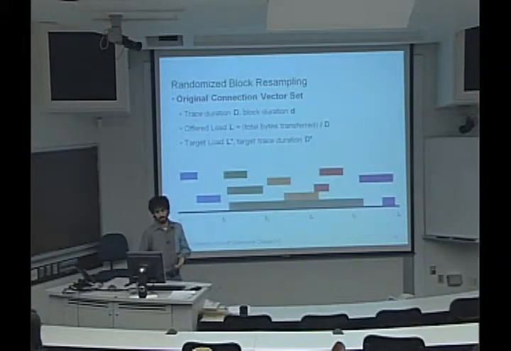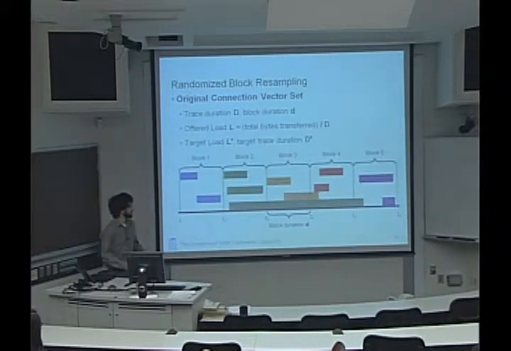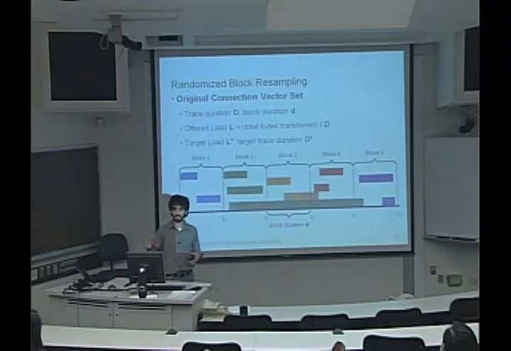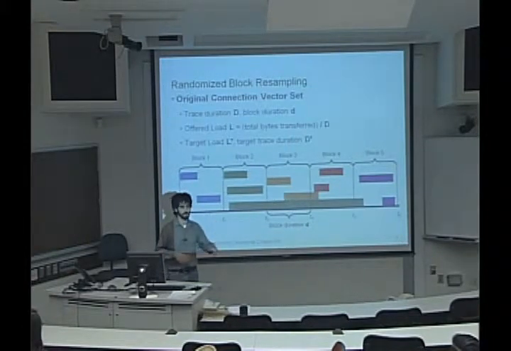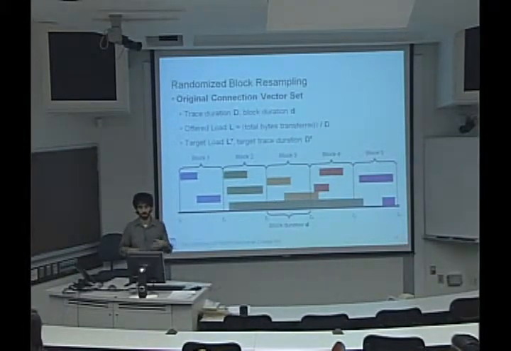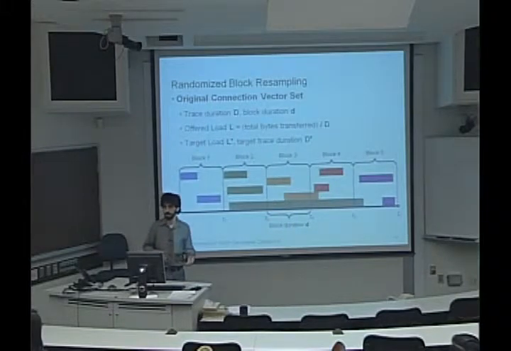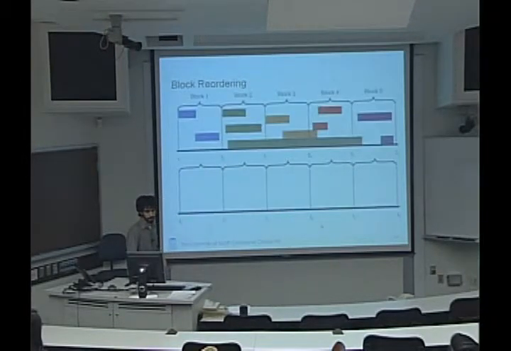And so what we'll do in this block resampling is we define something called a block duration, and we split our connection into a set of blocks. And depending on the start time of each of these connections, each connection vector falls into a specific block. What we want to do is take this and transform it into a new set of connection vectors with some target load of L prime and a target duration of D prime. And so here's what we do to do that.